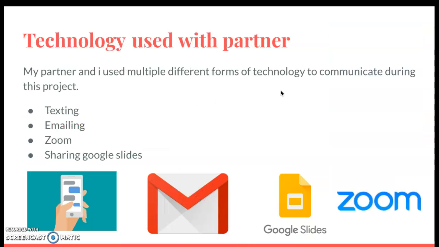Then for technology, this is what I used with Olivia to communicate. We used multiple different forms of technology, but the main ones were texting and emailing about the project too. We Zoomed really quickly just to work out some details about this project, and then mostly just by sharing Google Slides and working together and creating this presentation.